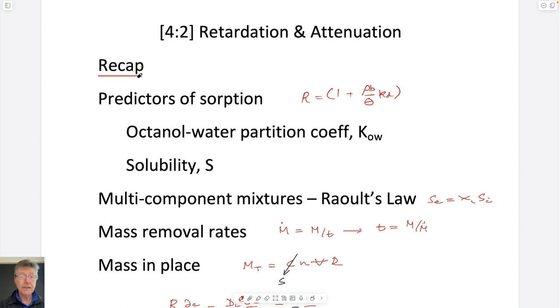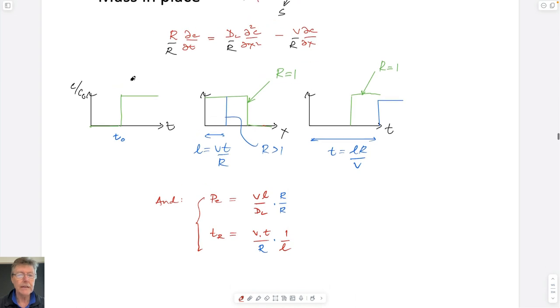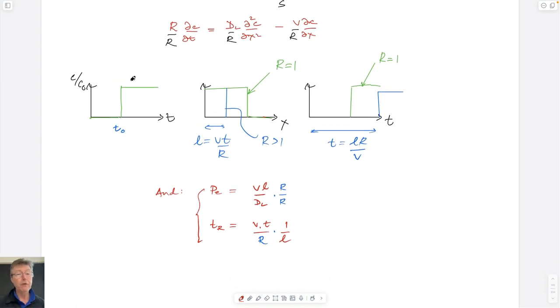We were talking about retardation and attenuation, and the essence of it was exactly as shown. I scribbled down here, we've seen it before. We have this advection dispersion equation. We play around with it to get a term on the right-hand side, which we call a retardation coefficient, R, which is equal to 1 plus the density of the aquifer times the distribution coefficient we defined, and the volumetric moisture content, which has an upper bound of porosity. And so we end up with that on the right-hand side instead of 1.